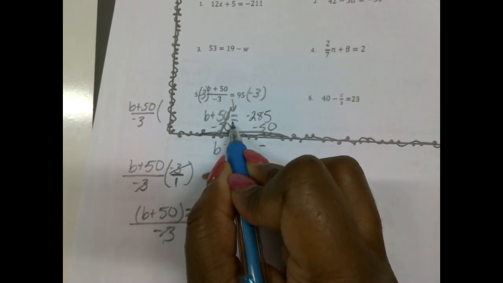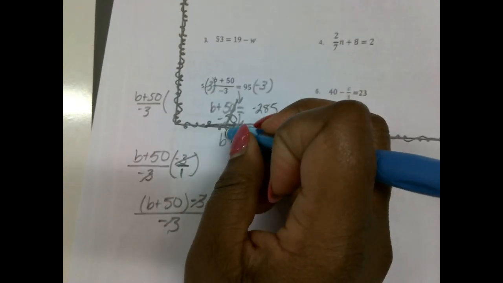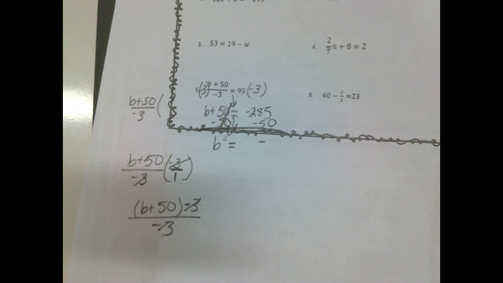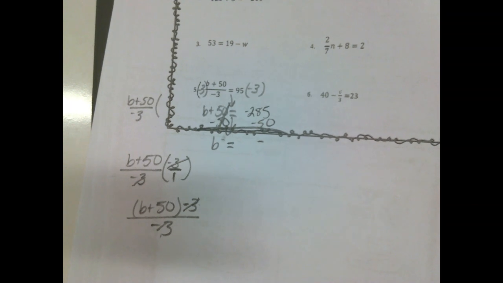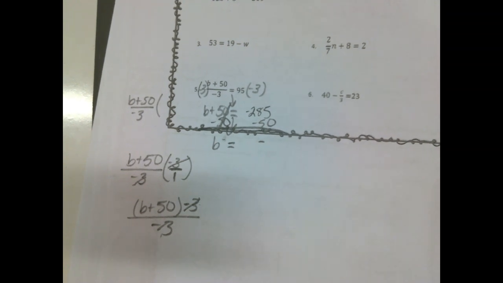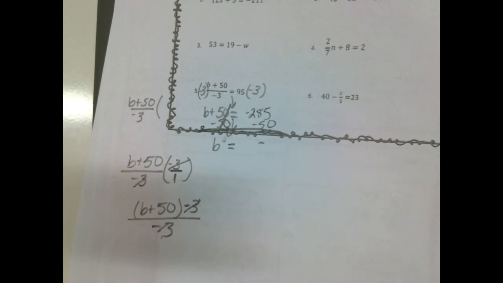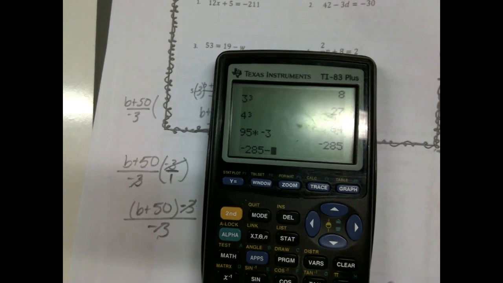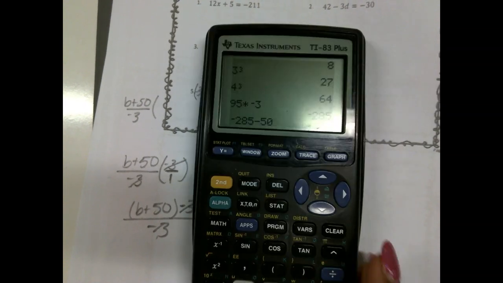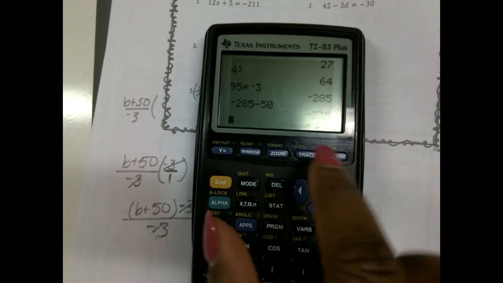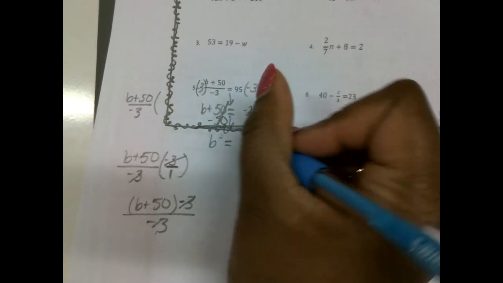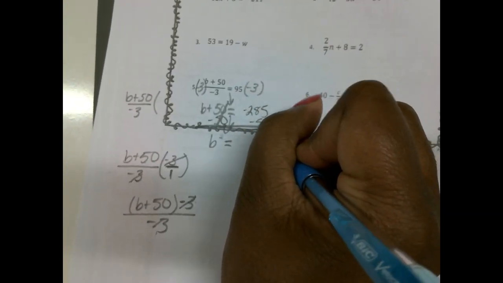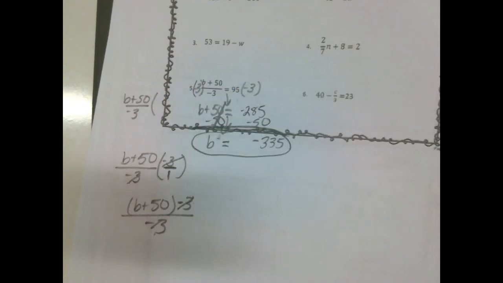This is gone and I'm left with B is equal to, all right, and what does that give me on the other side? What is -285 minus 50? Negative what? Say again? No. How'd you do that? You're subtracting. You got -285 minus 50. -335. Okay. Got it? All right.